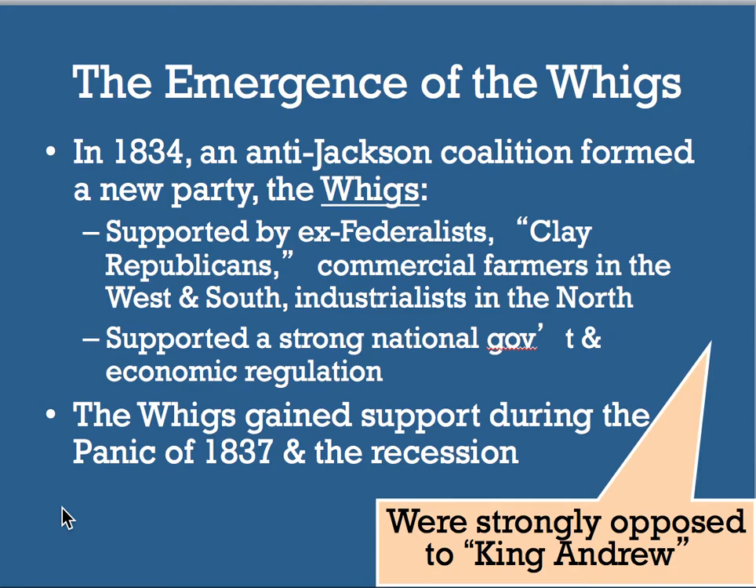The Whigs are going to be made up of ex-Federalists, the Clay Democratic Republicans that were more in line with the bigger national authority, like Clay and Quincy Adams, and bigger farmers in the West and the South, as well as industrialists in the North. They're going to take a policy similar to the Federalists, but a little wider, which supports a strong, active national government, as well as economic regulation through things like tariffs and banks and so forth. And the Whigs are going to gain a ton of support when the economy tanks in 1837 and the subsequent recession.